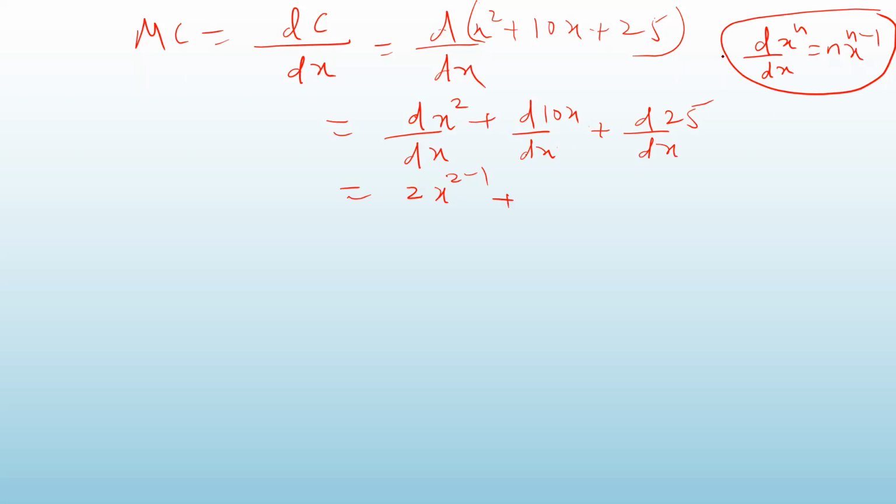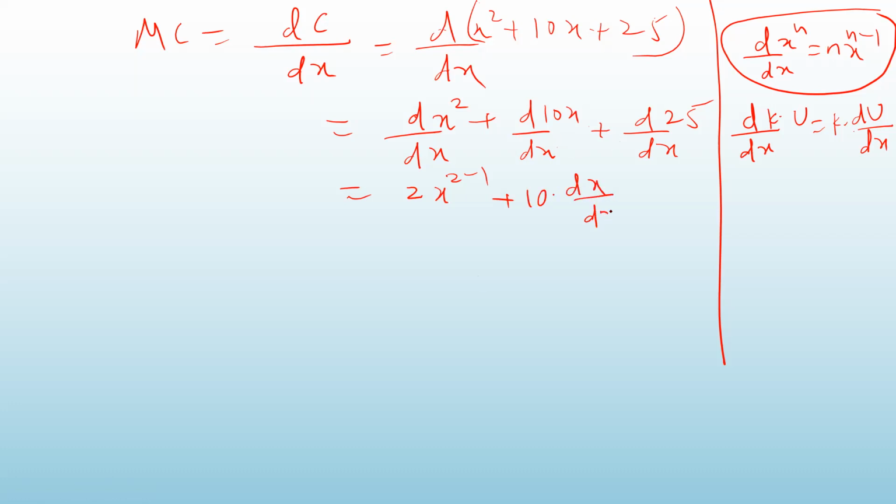Plus here what I am using? I am using the derivative of k times u. It is k into derivative of u, where k is a constant. So look at here, 10 is a constant, so I can take that 10 out and derivative of x. The second rule I am applying, scalar multiplication. So it will be 10 into derivative of x. These kinds of problems we have solved before. Now what is derivative of 25? 25, there is no x in this, it's a constant, so its derivative is 0.